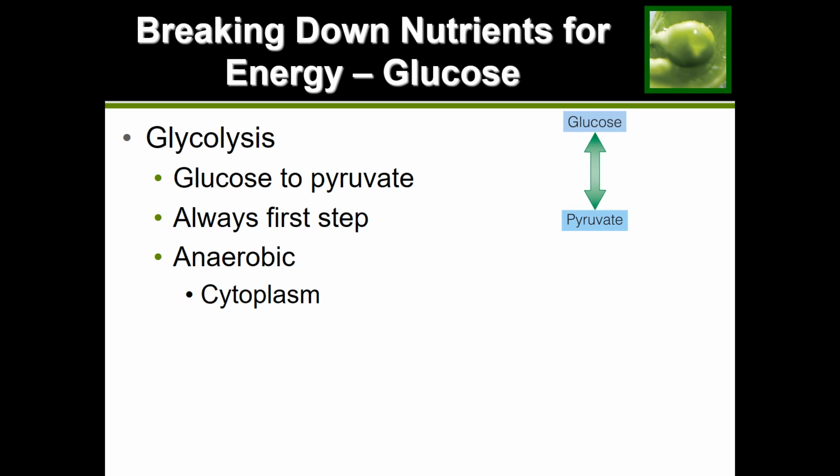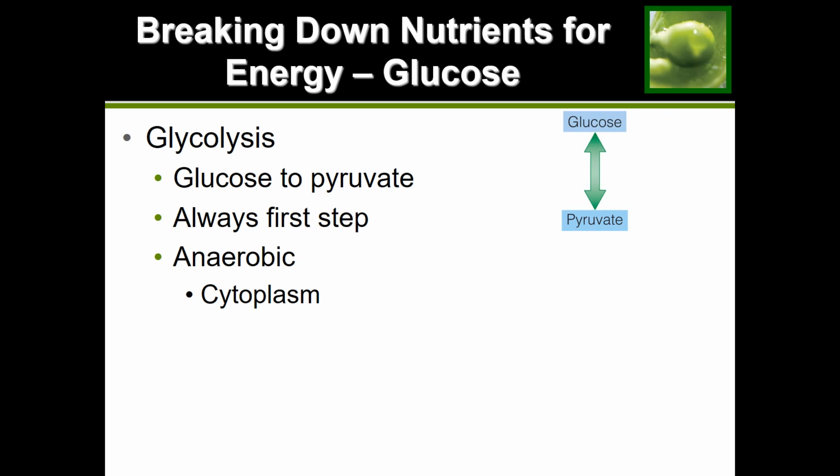Glycolysis does not require oxygen, so it'll actually start off in the cytoplasm. So our metabolism will always start in the cytoplasm with glycolysis. After glycolysis, we then decide, are we going to stay in the cytoplasm and choose the anaerobic pathway, or are we going to move into the mitochondria and start the aerobic pathway? So again, glycolysis is always the first step, and then we decide which pathway we're going to take.